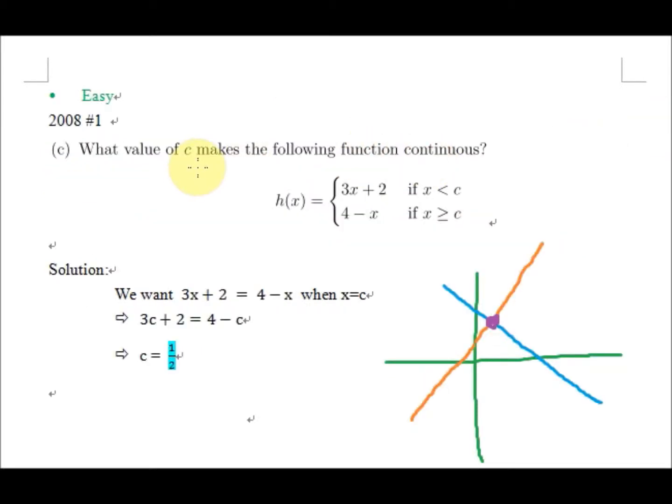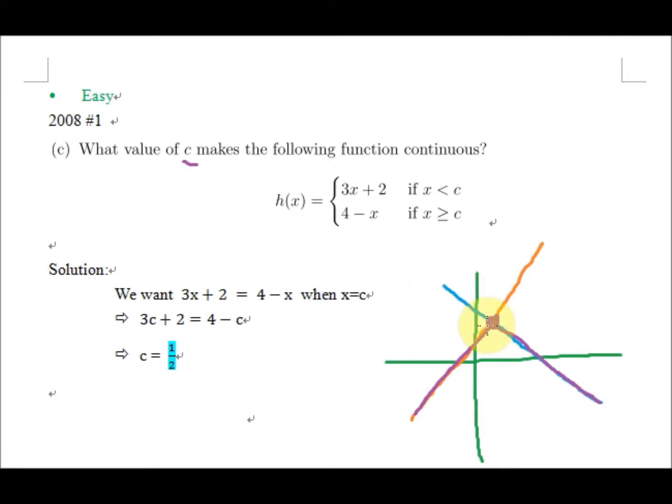We want to find the point C such that the function is continuous. Okay, so C is actually the point that I refer to as the boundary point. If you sketch the two straight lines out, you get 3x plus 2 and 4 minus x. So you pretty much want to find the purple point over here as your boundary point, so that you have this as your piecewise function. This is what we're looking for.